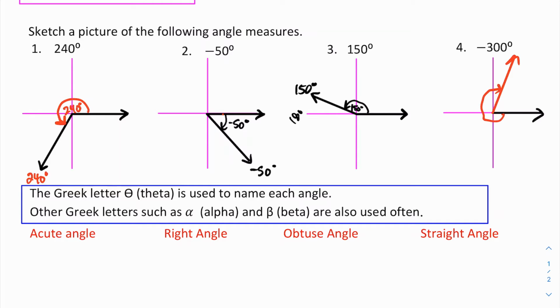And this arrow will go in this direction, and that's negative 300 degrees. All right, so again, those are those angles. If they're less than 360, you can shade them in if you want. But if they're more than 360, obviously you can't do that, because you would basically be shading in everything.